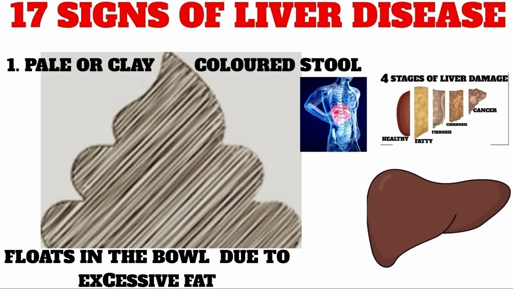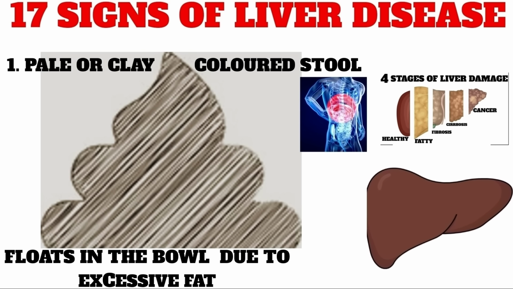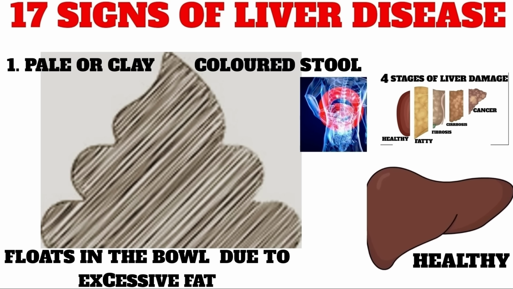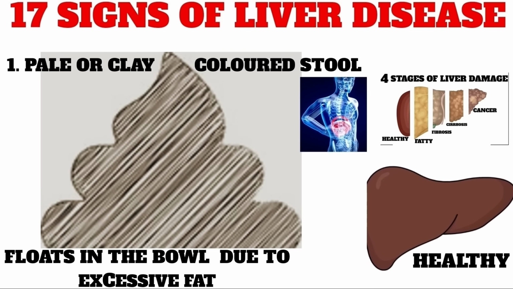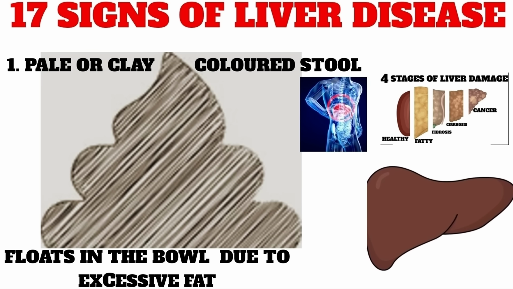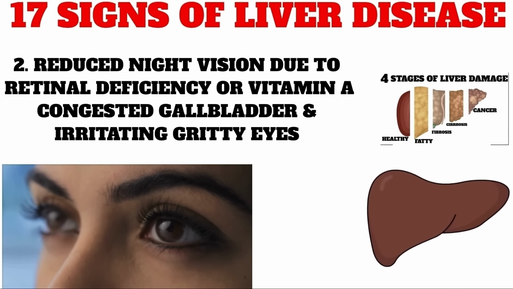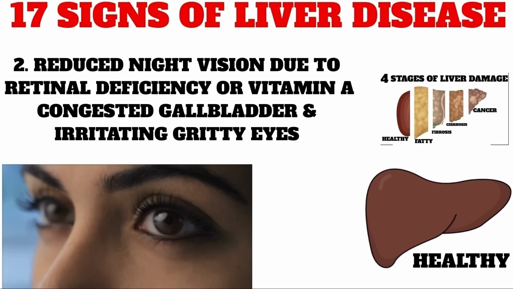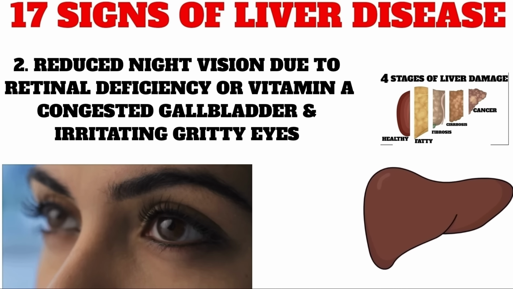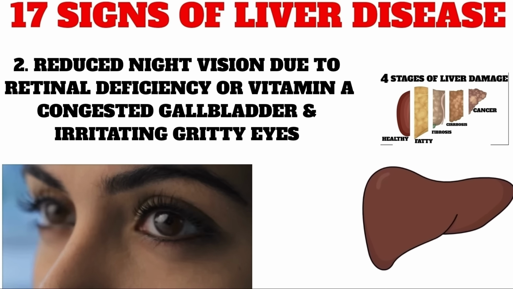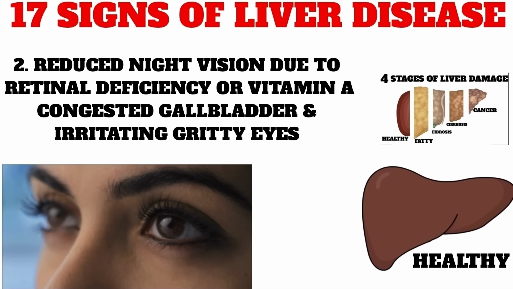Lesson 4. 17 signs of liver disease. Number 1. Pale or clear colored stool that flows in the bowel due to excessive fat. 2. Reduced night vision due to retinal deficiency of vitamin A, congested gallbladder, and irritating greedy eyes.